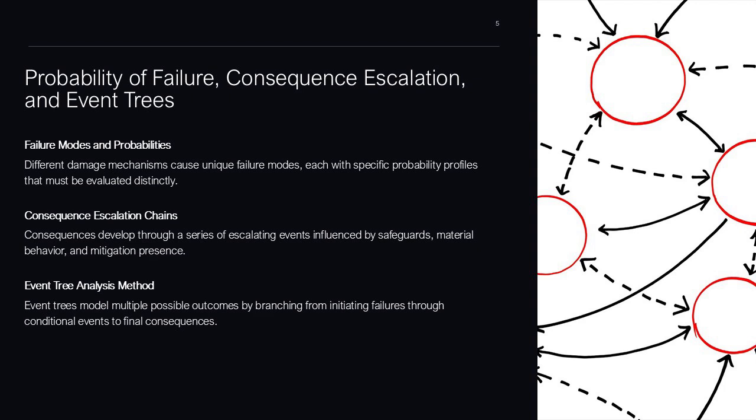This approach reduces excessive conservatism and improves the credibility of the assessment. It also highlights the importance of safeguards and operational responses in reducing overall risk. Understanding both the initiating probabilities and the escalation pathways ensures that risk assessments reflect real-world behavior and support proportionate, effective risk management decisions. Risk acceptance criteria and inspection planning.